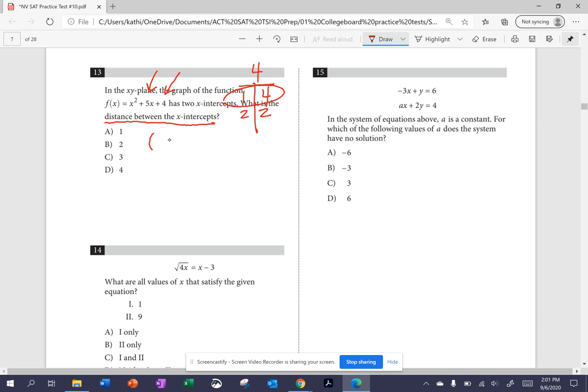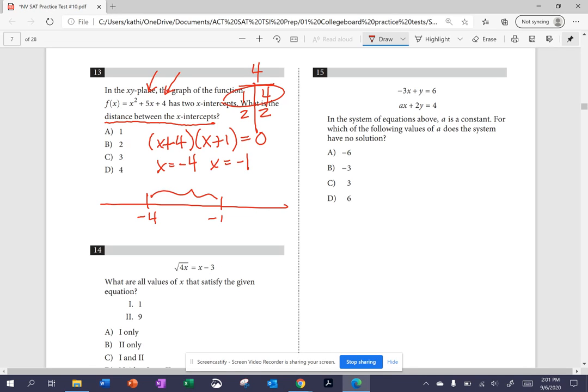So this is going to be x plus 4 and x plus 1 equals 0, factored. Solving for x, x equals negative 4 and x equals negative 1. So on a number line, the distance between negative 4 and negative 1 is 3.